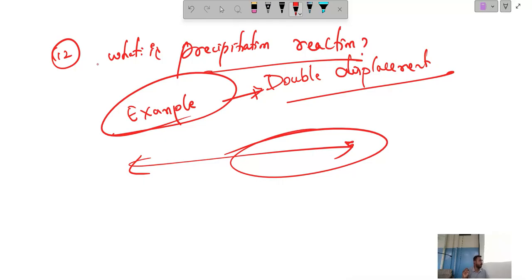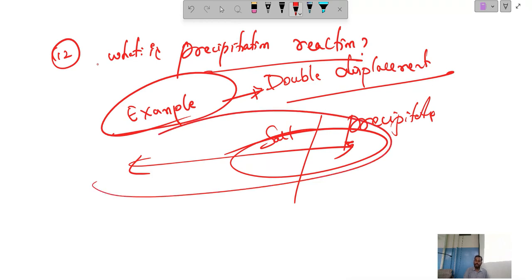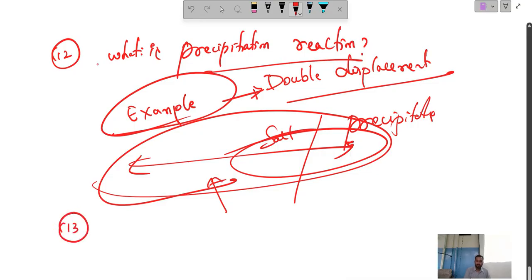You have to identify which is the precipitate and which is the salt. Or they will give the same reaction and ask you to identify which type of reaction this is, that is double displacement reaction. My dear students, these are the foremost important questions for your upcoming board exam. So I have just scanned the entire chapter for you all.